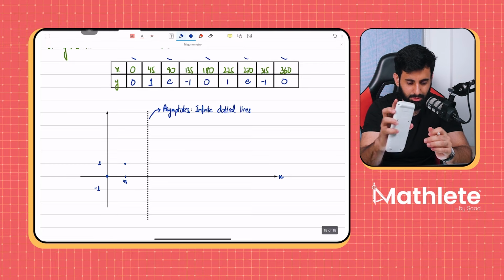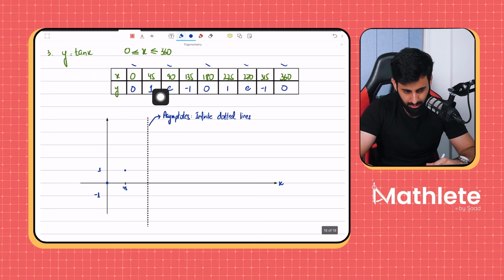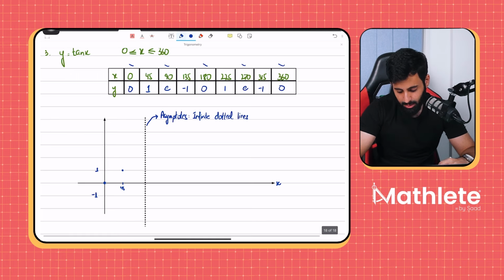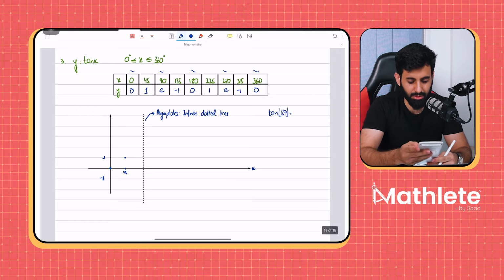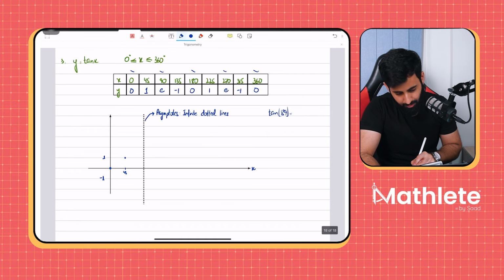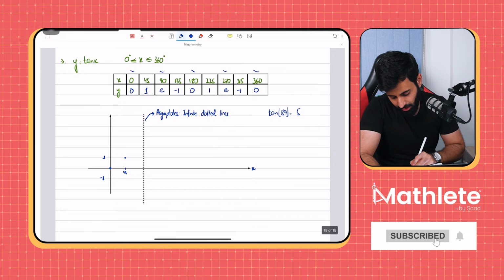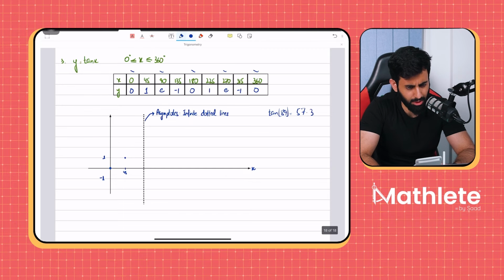So, what I want you guys to do is keep your calculator ready. At 90, it's infinity. But what I want you guys to do is work out tan 89. Tan 89, tell me what you see. Let's do it together. Tan 89, what do you see? 57.3. Okay, good job. No need to write down the exact value, just the approximate value will do, because we're sketching at the end of the day.